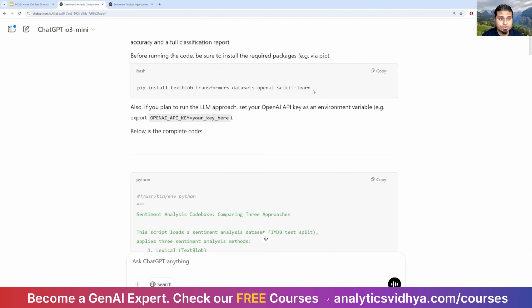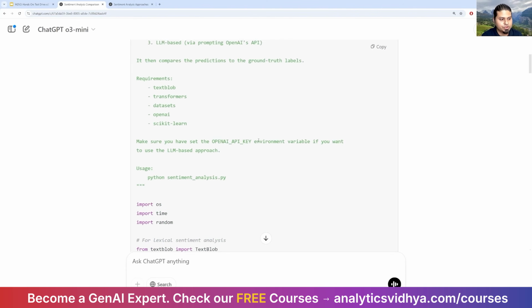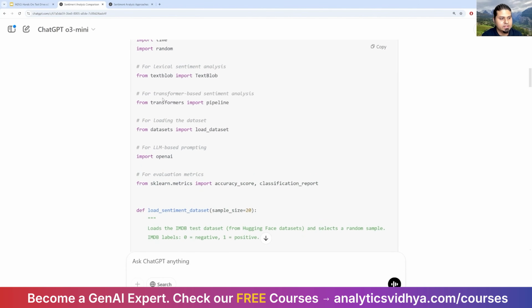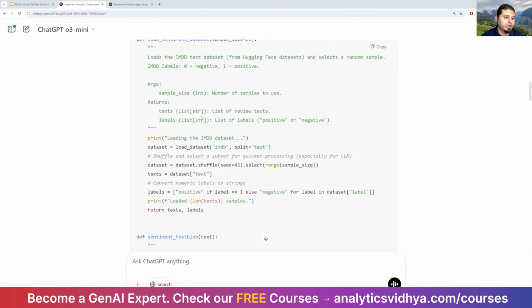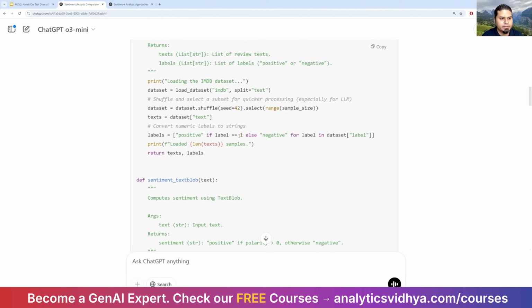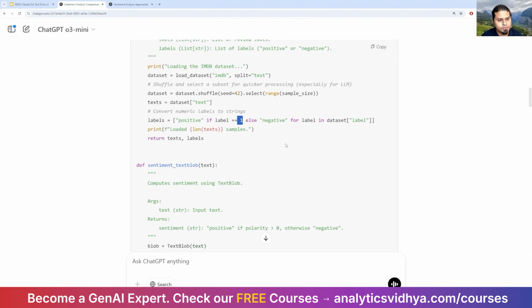It gives us the installation code, which is pretty nice, what libraries you need, and then the code for comparing 3 approaches. The first approach is, by the way, it loads the relevant libraries, which is correct. And then it loads the sentiment dataset for us. In this case, it is using a sample dataset, the IMDb reviews dataset, which is the popular dataset for sentiment analysis. So even if we did not tell it to use a particular data set here, it picks up one, which is a sample one, which is pretty nice. And then positives are labeled as 1, negative is labeled as 0, basically.